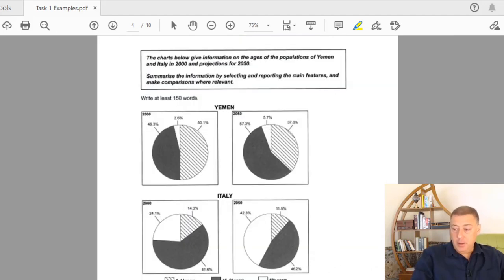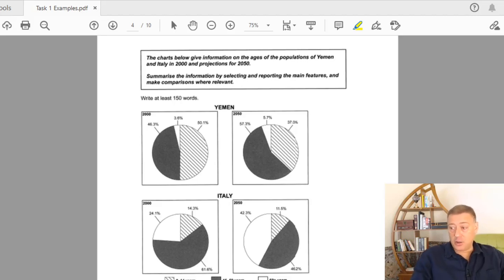So here's another one, pie chart. Now this one is the one that I'm going to go over from the website. It's one that doesn't deal with time at all. But for this one, you can see time is an issue. So you've got 2 categories, Yemen and Italy, and 2 dates, 2000 and 2050. So one is about predictions for the future, and one is about what the data was in 2000.